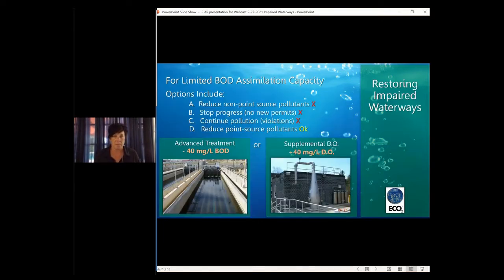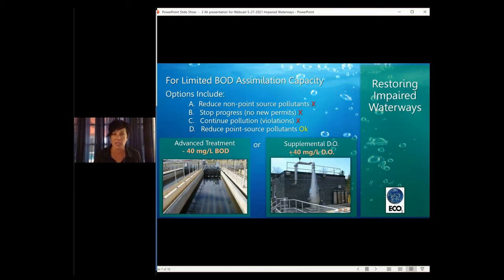So if you've got a stream that has limited BOD assimilation capacity, that's basically how much BOD that river can handle to receive each day without impairing the water quality. So the organisms and the life inside the stream are able to assimilate that BOD up to a certain point. So once that assimilation capacity of a stream is limited, you've got a few options here.